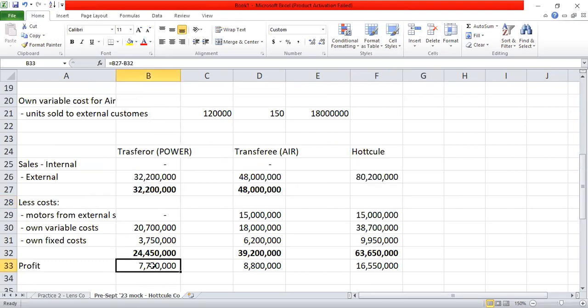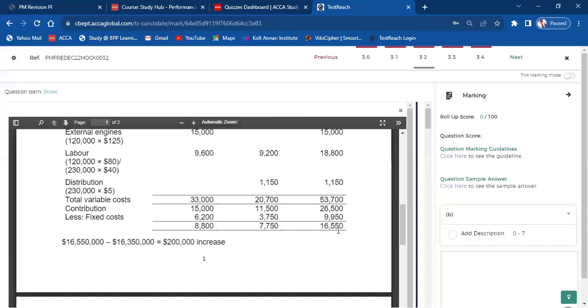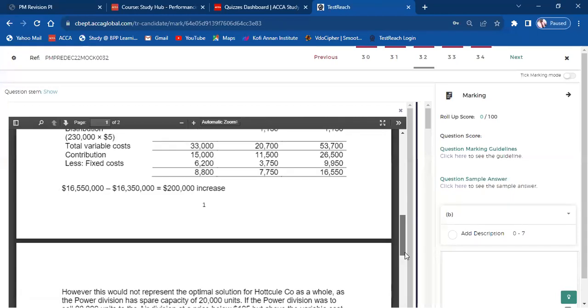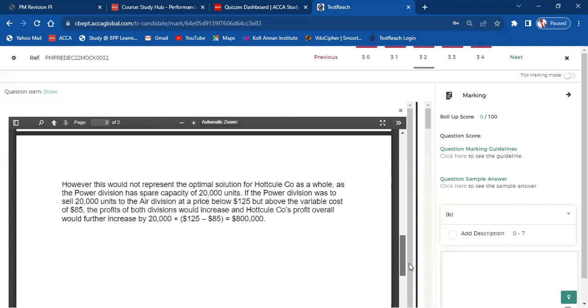$750,000, and then the other guy 8.8, sending to 16,550. Right. So the response is that they say, however, this will not represent the optimal solution for Hottcule Co as a whole, as the power division has spare capacity of 20,000 units. If the power division was to sell 20,000 units to the air division at a price below 125, but above the variable cost of 85, the profits of both divisions will increase, and Hottcule Co's profit overall will further increase by another amount. All right, fine.